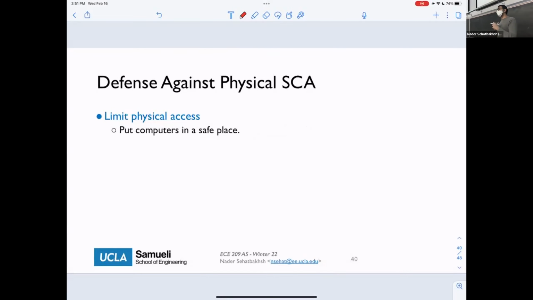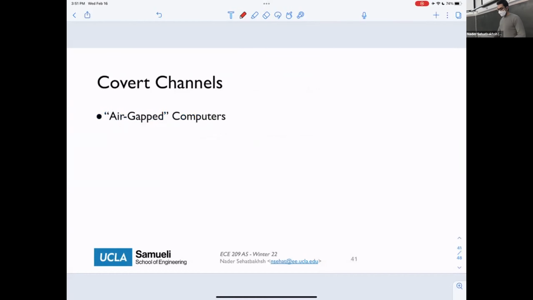We can limit the physical access. Since the attacker needs physical proximity to the device, if we put our device in a safe or some guarded room, the chances that the attacker can actually attack it are much lower. And of course, we can do air gap computing as well.